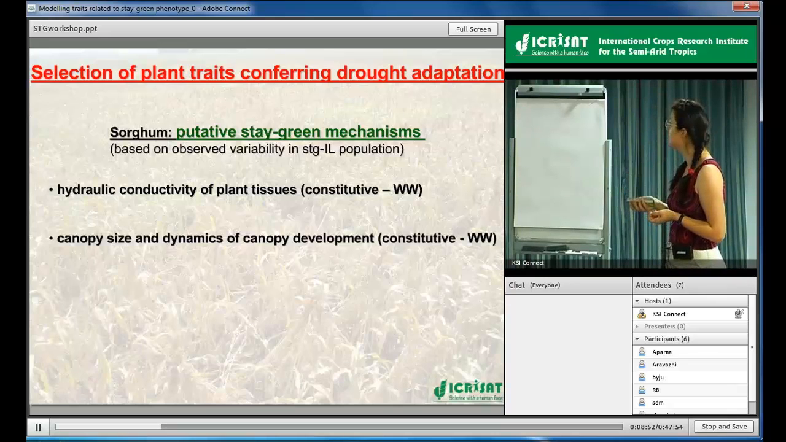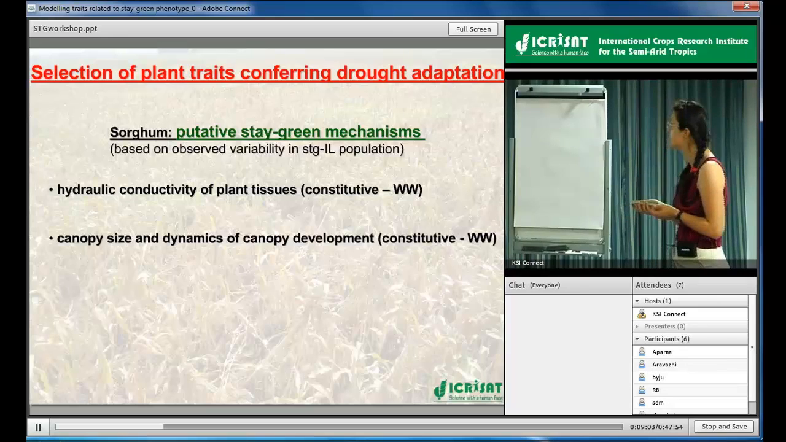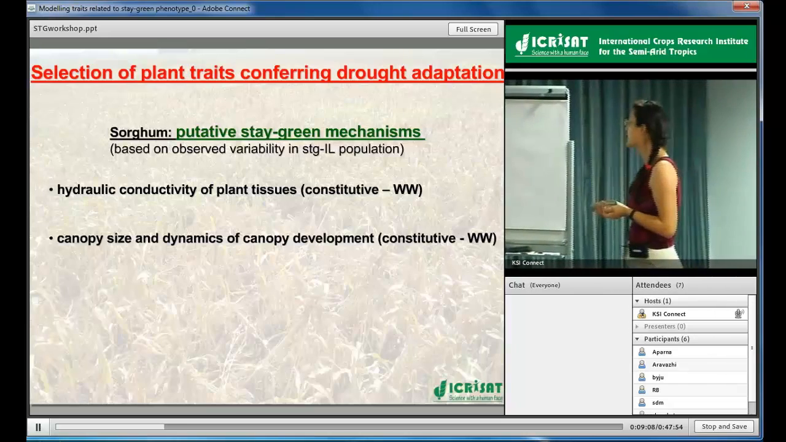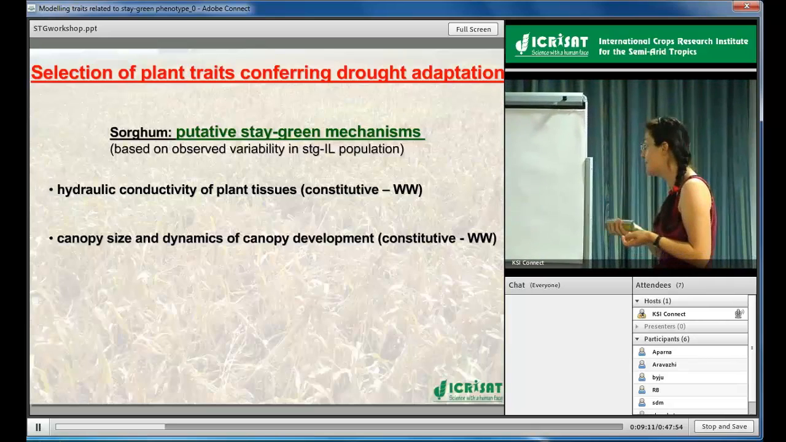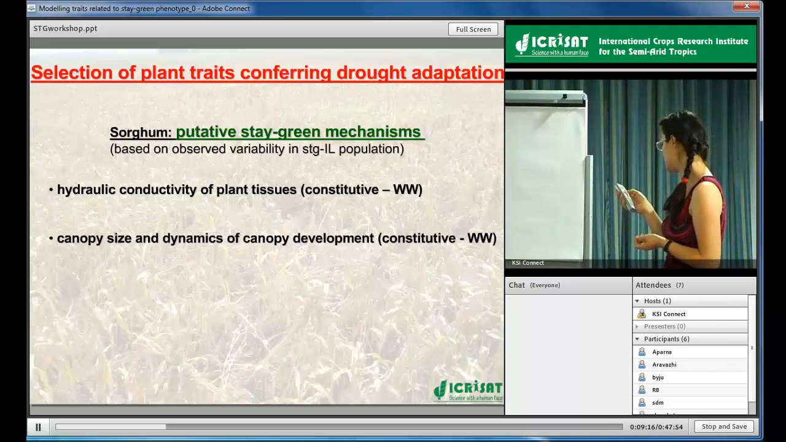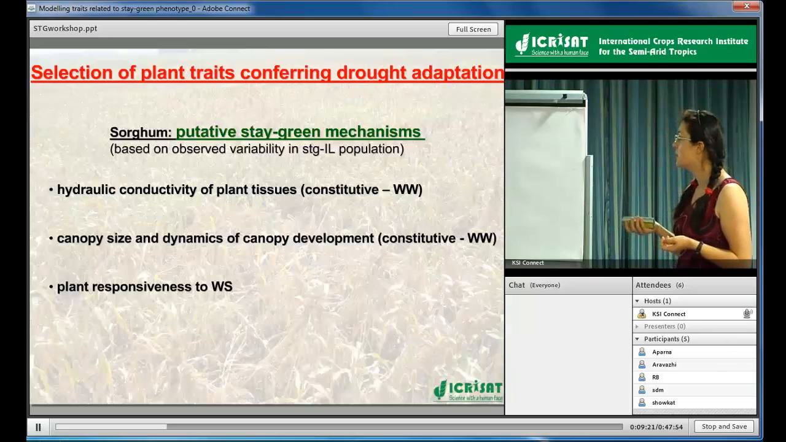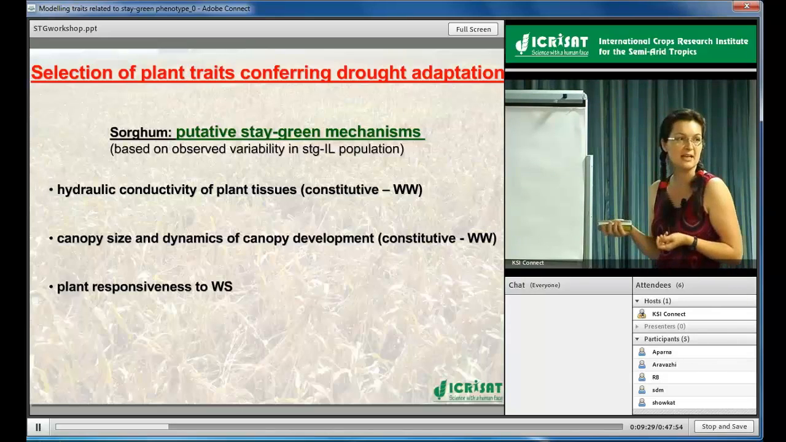So another type of traits which we observe is canopy size, and there is substantial variability for canopy size in our set of stay green isogenic lines, and not only canopy size, but also certain parameters which relate to the canopy developmental dynamics. Again, it is a constitutive trait which we can measure and see under well-watered conditions. And finally, we were also interested and found certain variation in traits which determine plant growth under water stress.